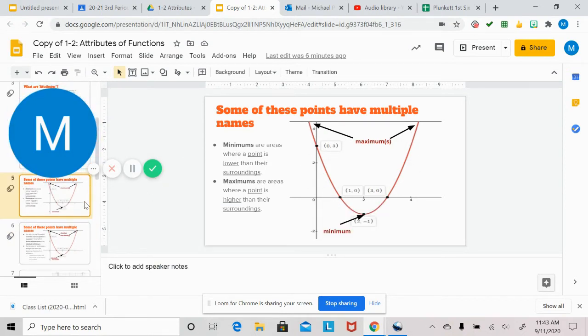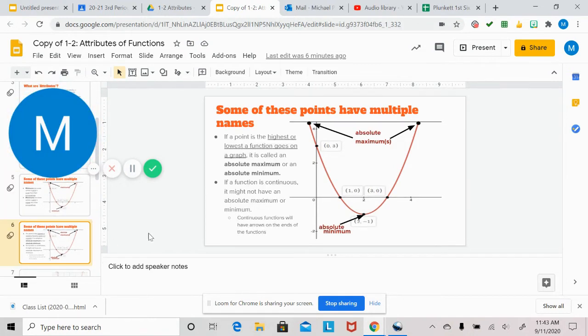The last piece that we're going to talk about with the minimums and the maximums is something called an absolute maximum or an absolute minimum. With that word in front of it, absolute means that it's the absolute highest or the absolute lowest. And that's a brief overview of a few of the attributes that we'll be using in Algebra 2.